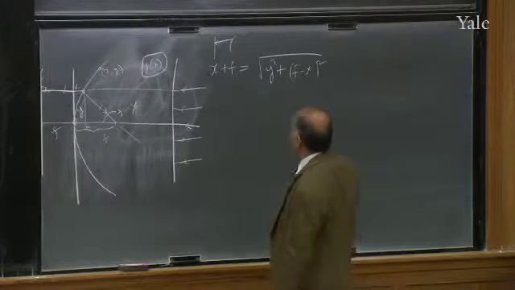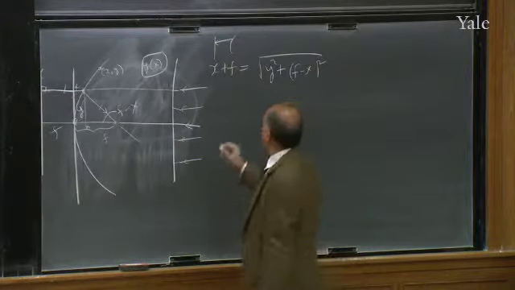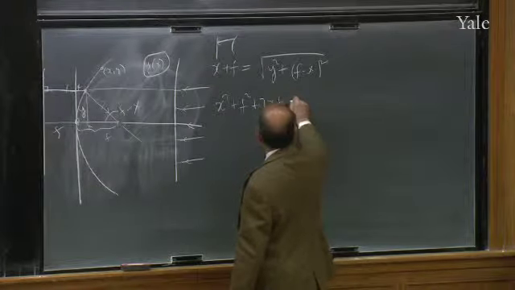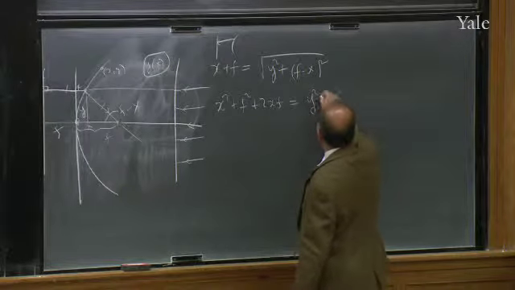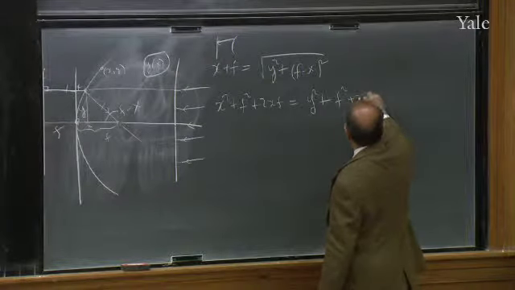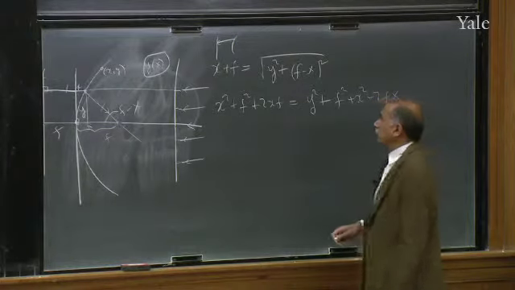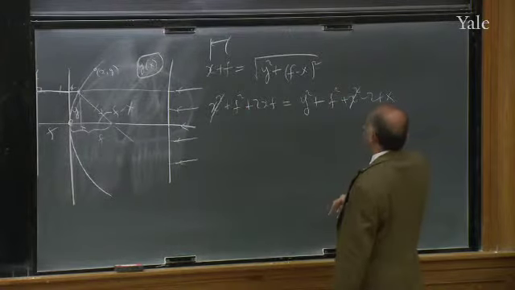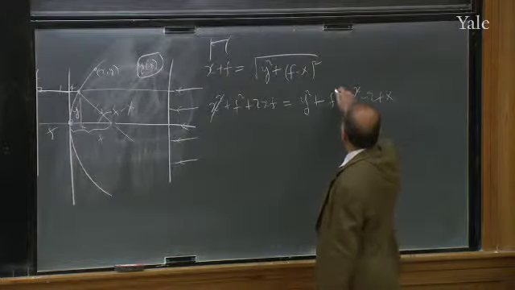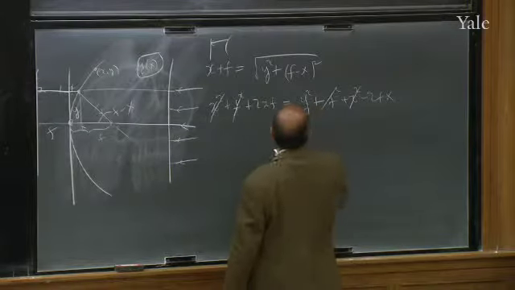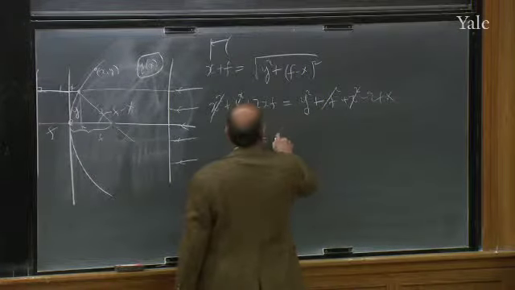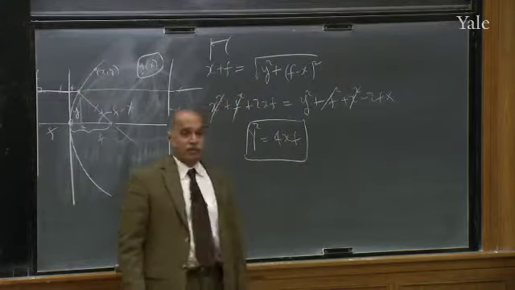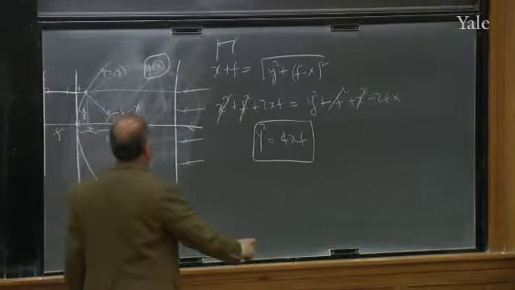So if you have a square root, you know what you have to do. You got to square both sides. You square both sides, I get x squared plus f squared plus 2xf equals y squared plus (f minus x) whole square. So x squared cancels. f squared cancels. Then I get y squared equal to 4xf. And that's the equation of the parabola. You're probably used to drawing parabolas that look like this.